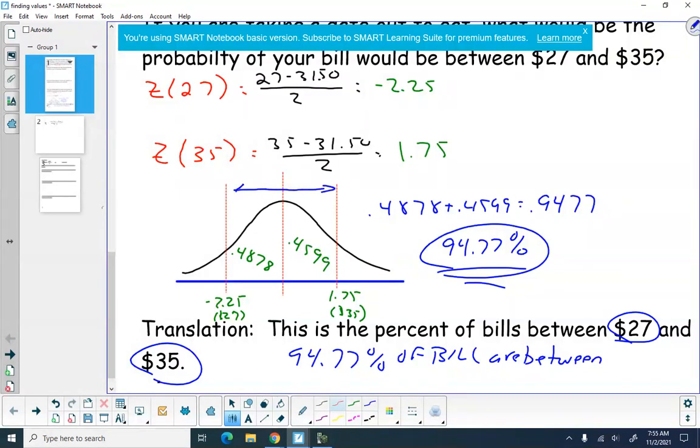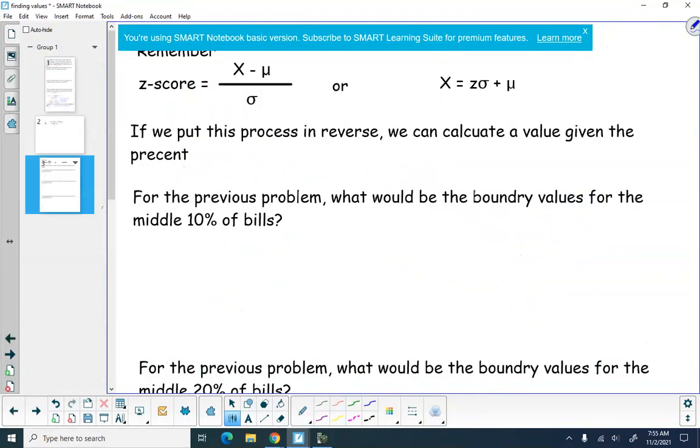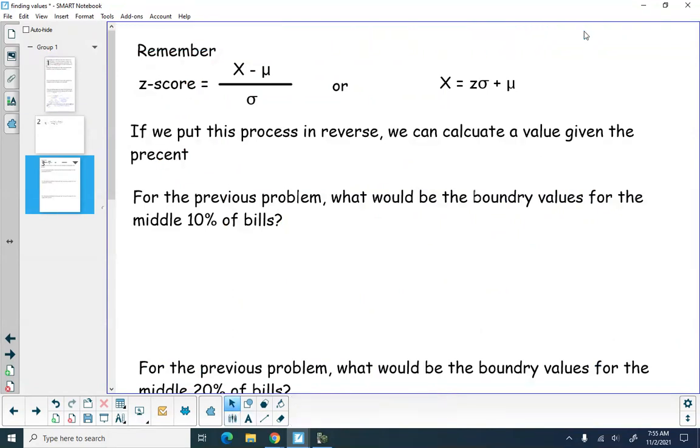So if we take a look at this, we have 94.77% of the bills are there. That's why we have a probability that's there. Now, let's take a look at turning this process into reverse.